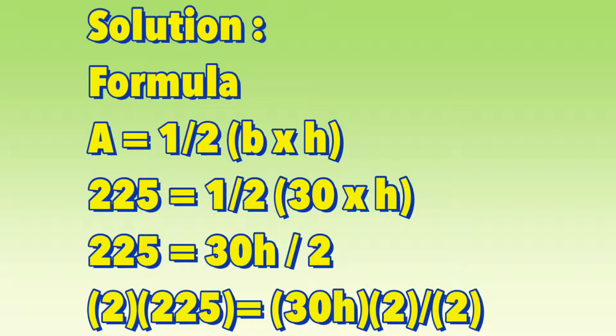Then just copy the 225. And since we have a denominator, we're going to multiply both sides by 2. So 30h times 2 divided by 2, so they cancel. So the remaining is 30h, or 30, that's the height.